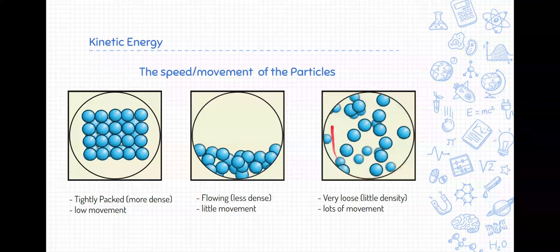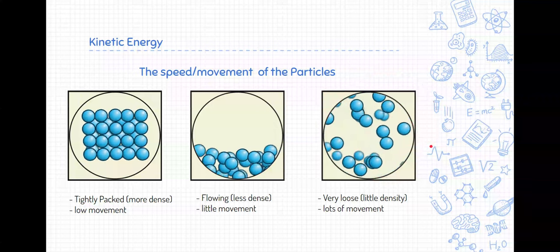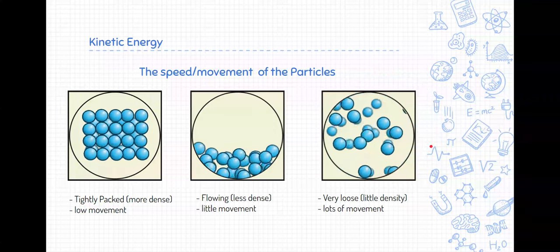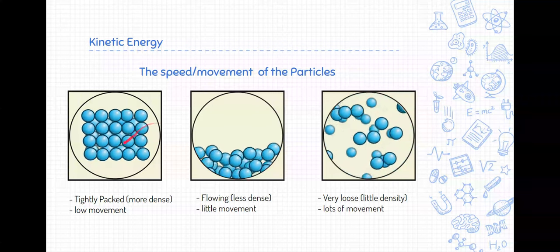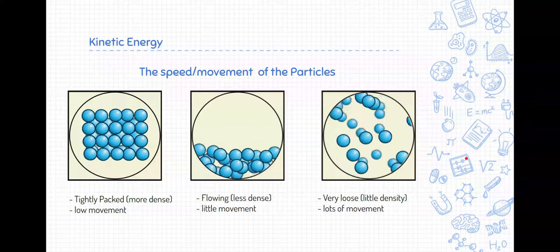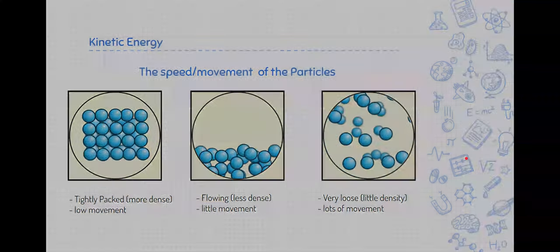Now, the last one on the right-hand side is a gas. And gases have particles that have very little density. There's lots of movement. The particles are moving around quite often. Now, I'm looking at all of these in terms of movement, and I think they're all slowed down, but you can at least see movement relative to one another.